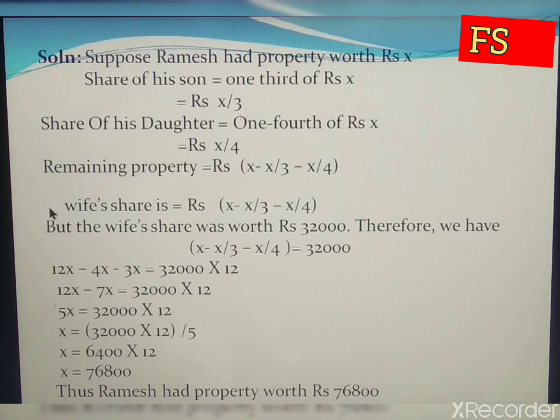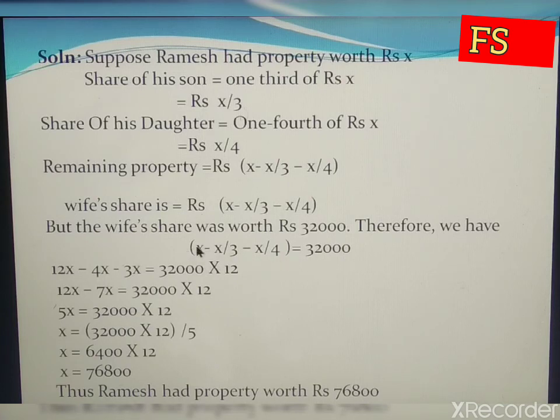So the remaining is now what? Wife's share. So wife's share is what? X minus x by 3 minus x by 4. In the question we have been given wife's share is 32,000 rupees. So in this place, what we are having is x minus x by 3 minus x by 4 is 32,000. So again we will be taking the LCM of 3 and 4. So it came out to be 12. So now we can directly multiply both the sides by 12.